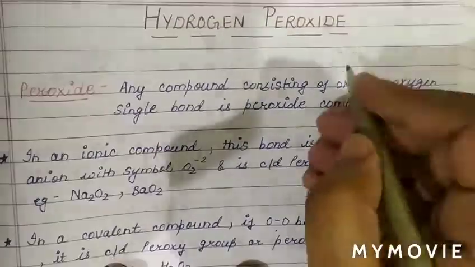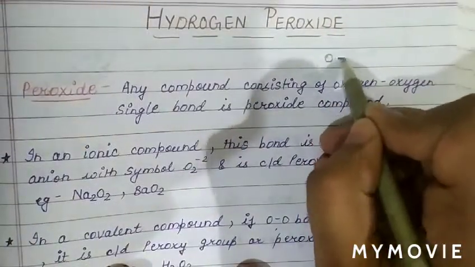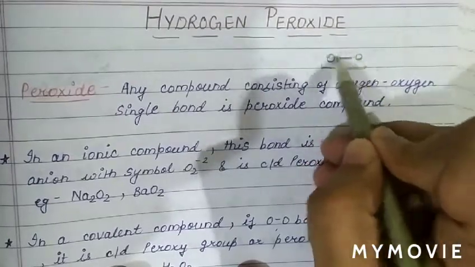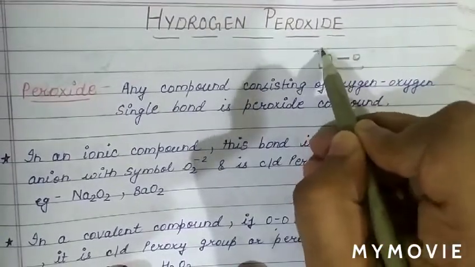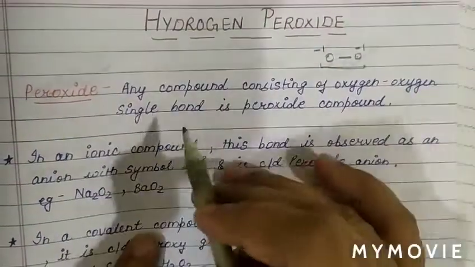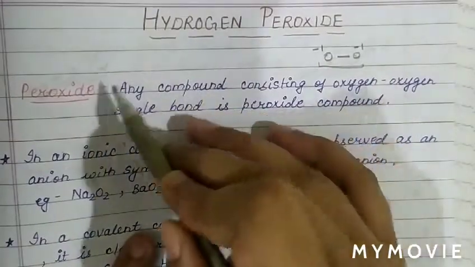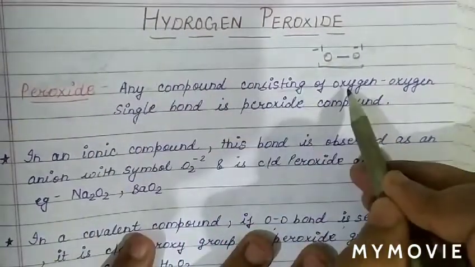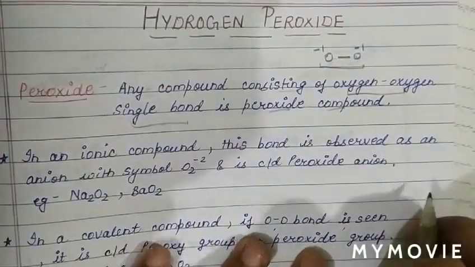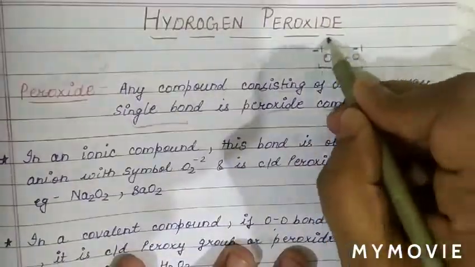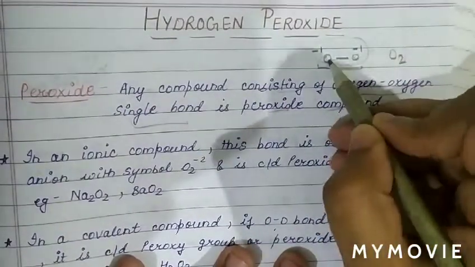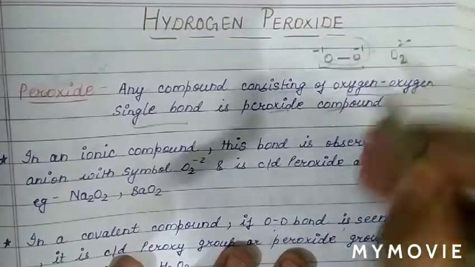What is peroxide? We know that when there is an oxygen-oxygen linkage, we call it a peroxide linkage, and the oxidation state of oxygen in peroxide is -1. Basically, peroxide is any compound consisting of an oxygen-oxygen single bond. When we write peroxide in molecular form, it is O2, and on each oxygen atom there is a -1 charge, therefore O2 2 minus.